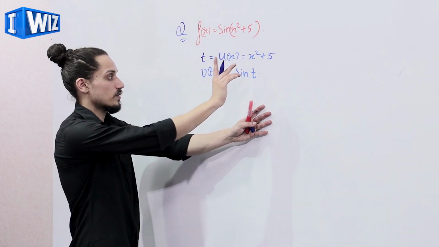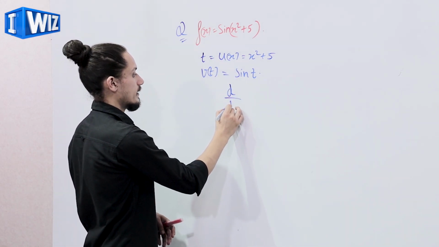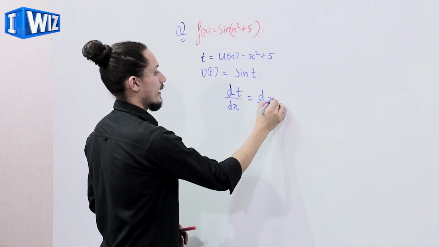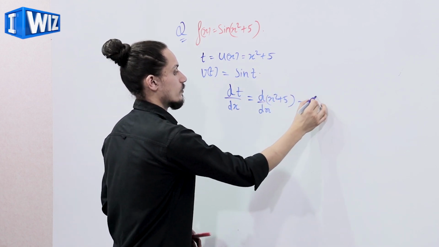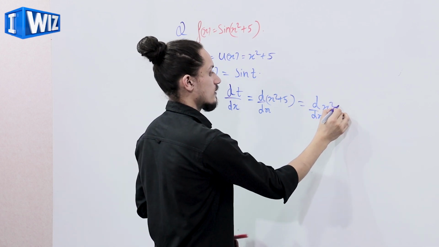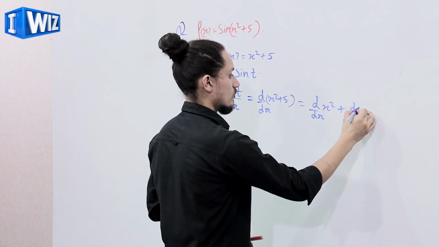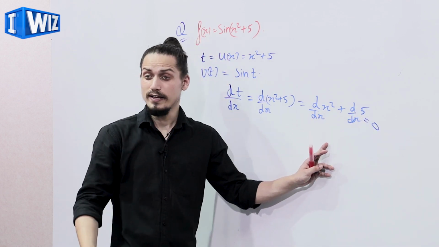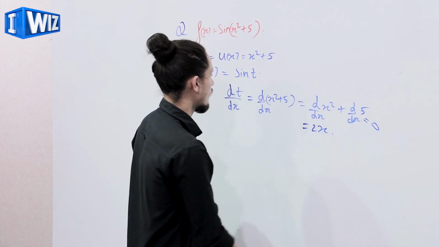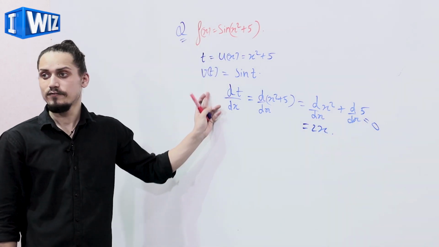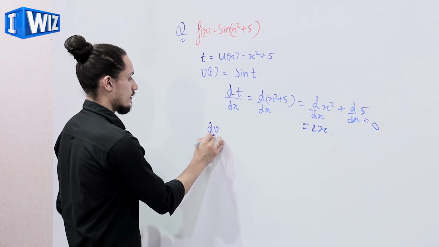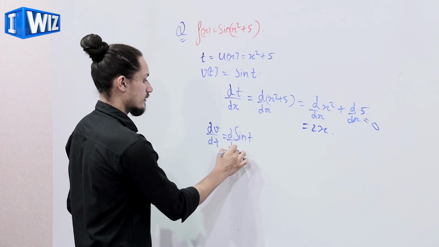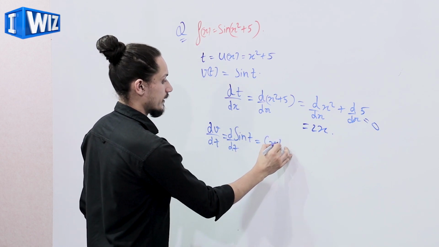Okay, cool. First step: d by dx of t will be equal to d by dx of x² + 5, which is equal to d by dx of x² plus d by dx of 5. Now this is equal to 0, and d by dx of x² is equal to 2x. Okay. Second point, we have to find the derivative of v with respect to t. So dv by dt is equal to d by dt of sin t, which is equal to cos t.